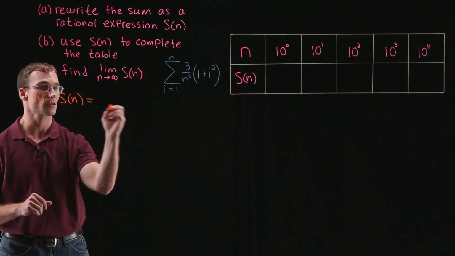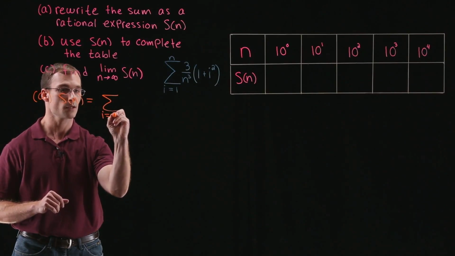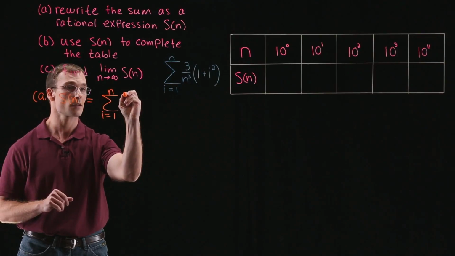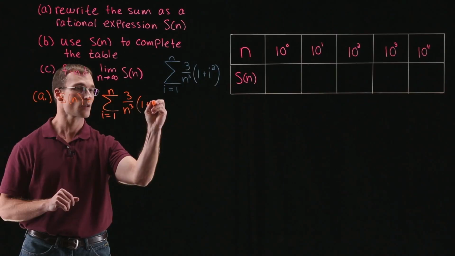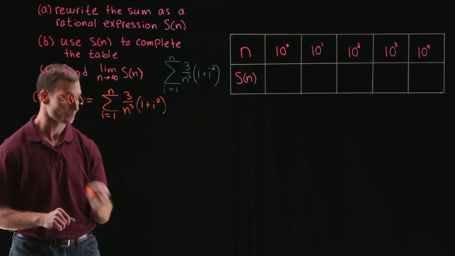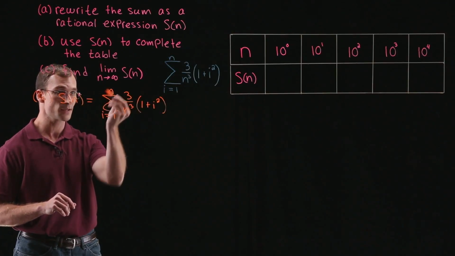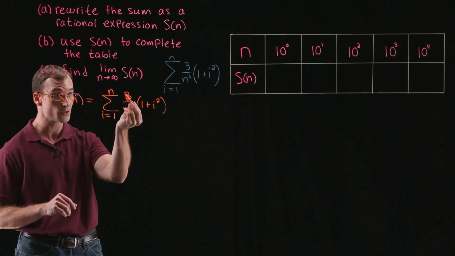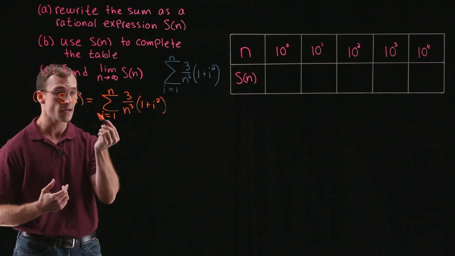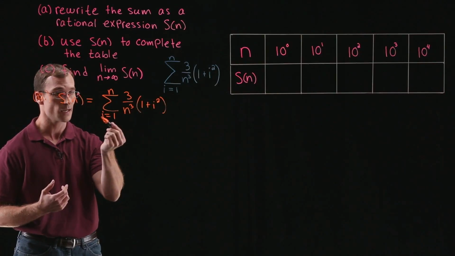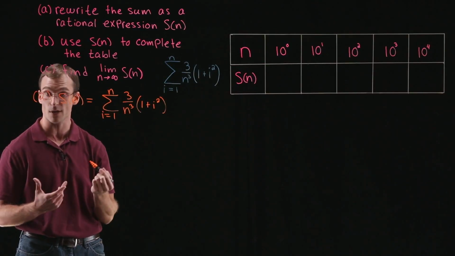So s of n is going to be equal to, starting out, our sum from i equals 1 to n of 3 over n cubed times 1 plus i squared. Now, taking a look at this, n sitting up top as far as the sum is concerned, as well as our 3 right here, they're just going to be considered constants, right? So what does the sum mean? We would take i equal to 1, plug it in, then i equal to 2, plug it in, and then successively add all these pieces up until we get up to whatever number n is.